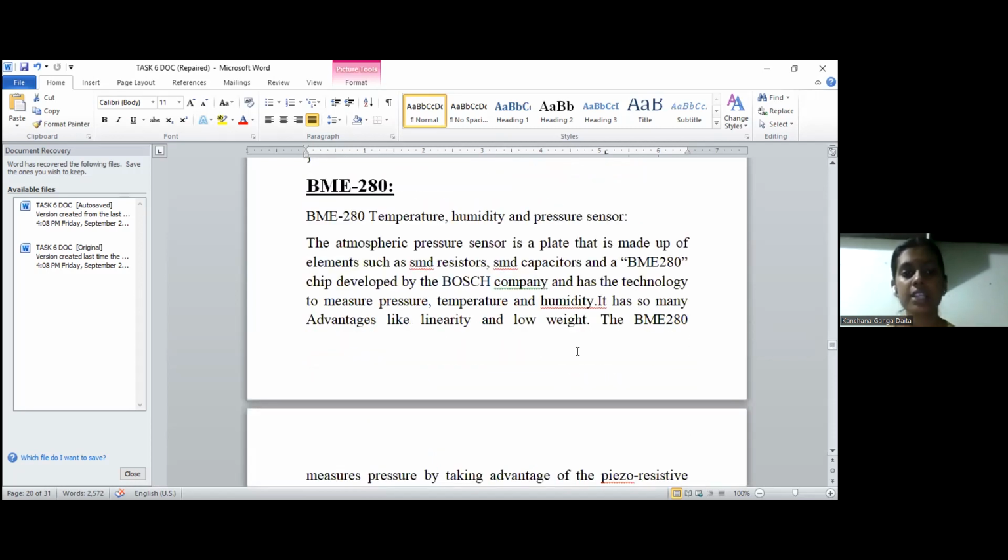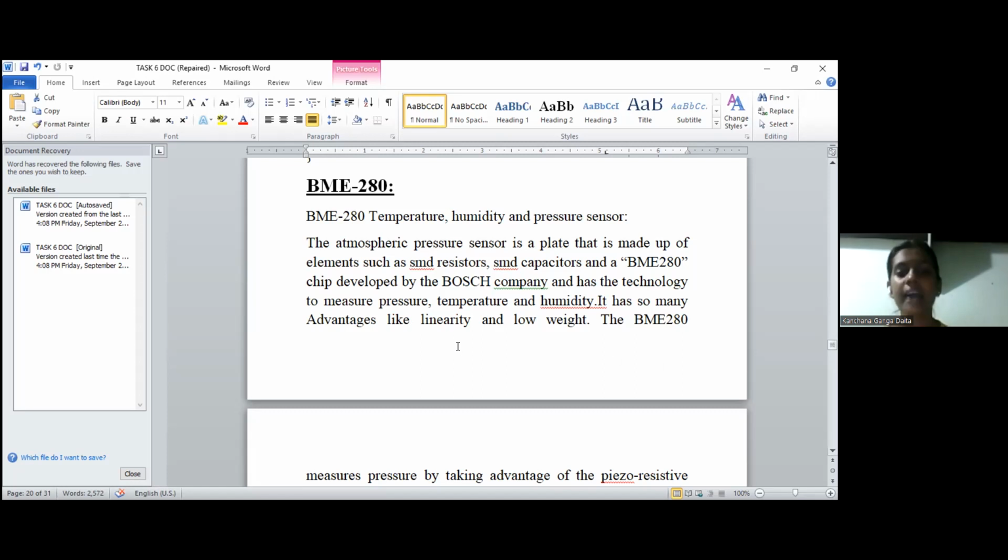And the final sensor is the BME280 sensor. This BME280 sensor measures all three parameters together: temperature, humidity, and pressure. Firstly, this is an atmospheric sensor. It is developed on a single chip, it has SMD resistors and SMD capacitors on the SoC, and it is developed by the Bosch company. It is named BMP or BME280, usually called the BME280 sensor. It is a single technology that can measure the temperature, pressure, and humidity in a single take.